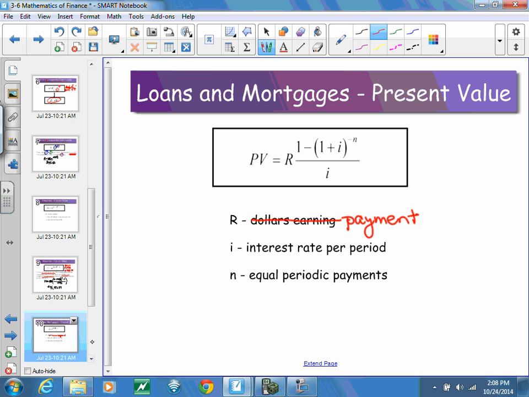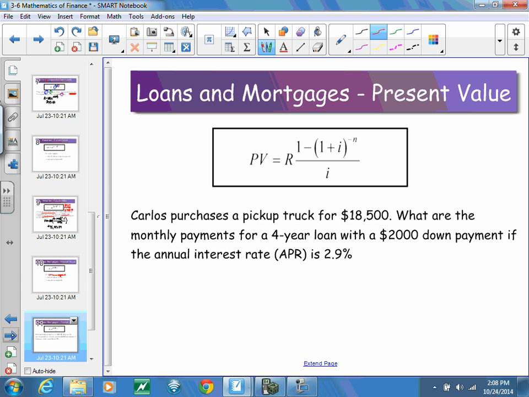So the example that I have for us to look at is with a car purchase. Carlos purchases a pickup truck for $18,500. It says, what are the monthly payments for a 4-year loan with a $2,000 down payment if the annual interest rate, which sometimes you'll see as the APR, is 2.9%?